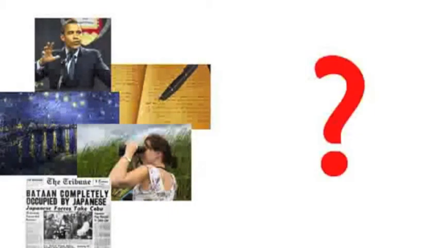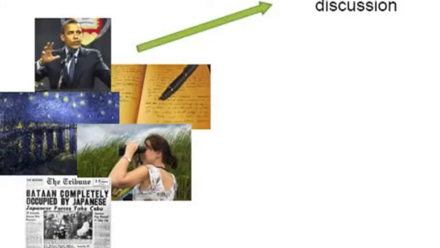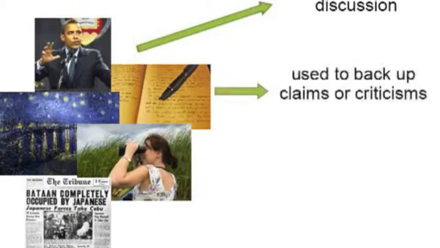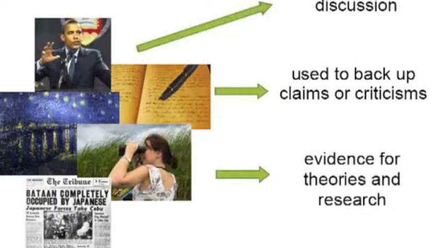So how can primary sources be used for research? They can be used as a focal point of a discussion about events. They can be used to back up claims or criticisms. They can be used as evidence for theories and research. And they can be used to gain historical perspectives on a topic.